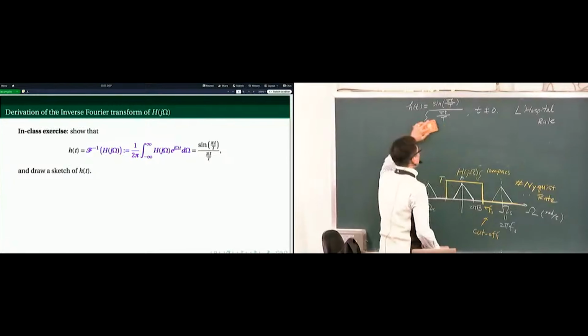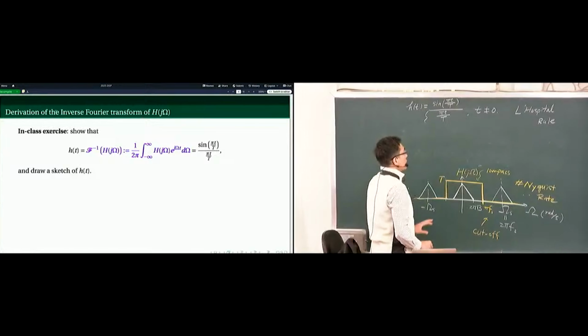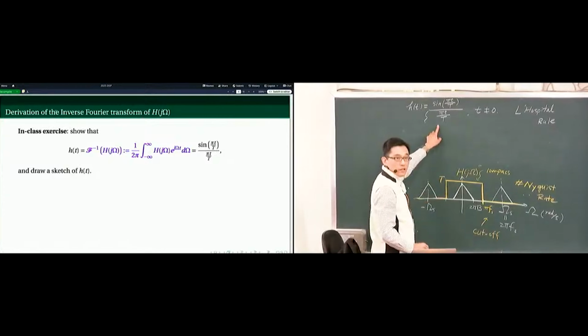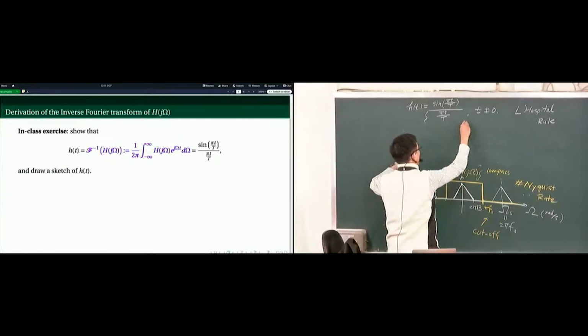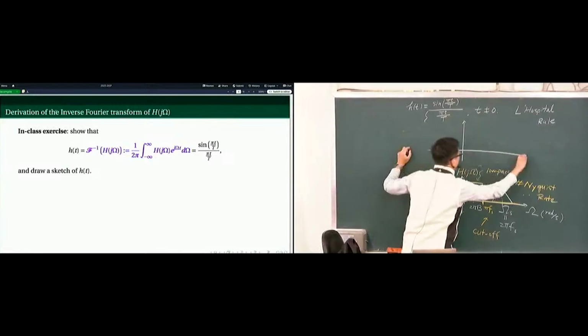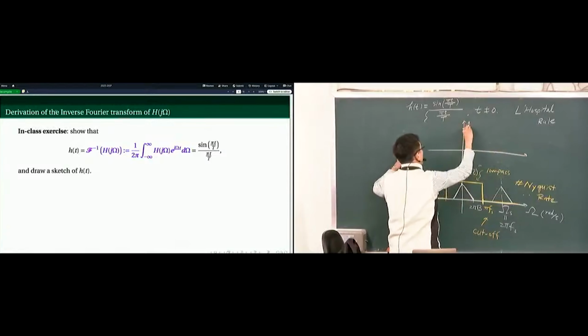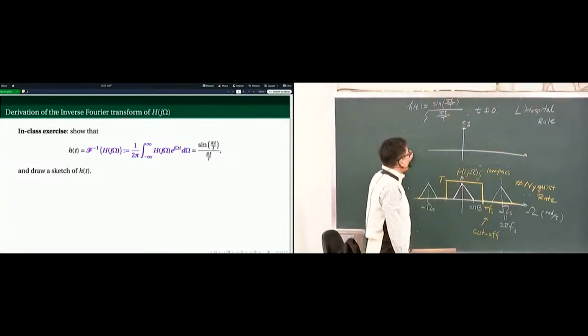You know what I mean. It's going to be 1 when time equals 0. So we already got that. The next thing to realize, to make a sketch, is that we should expect h of t to approach something when t approaches infinity. H of t should approach 0 when t approaches infinity.